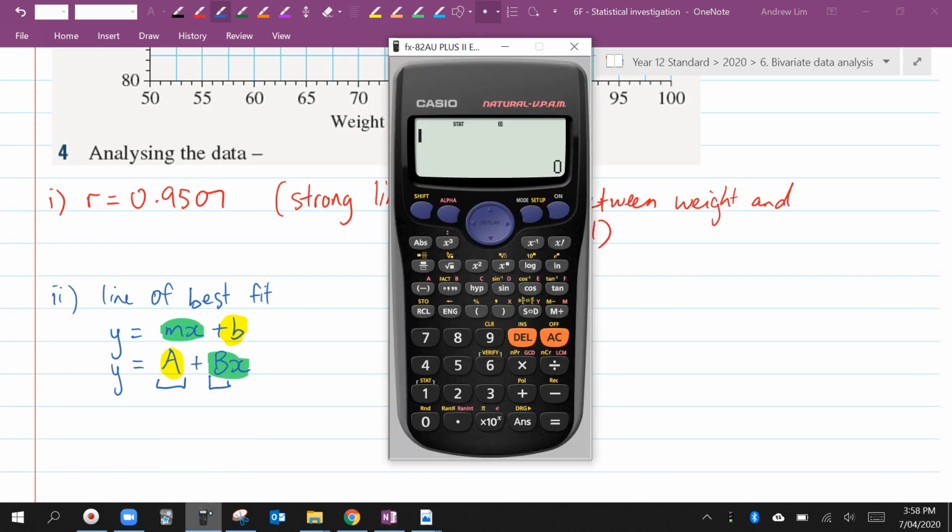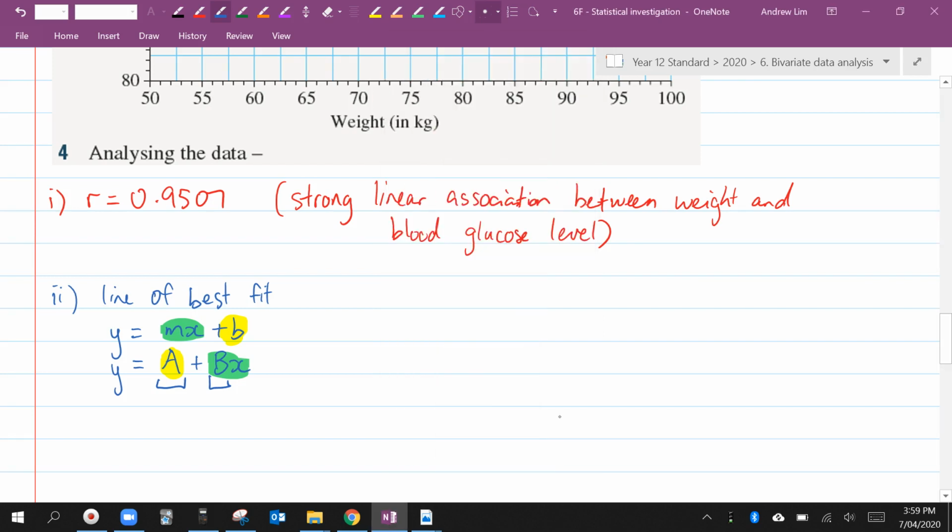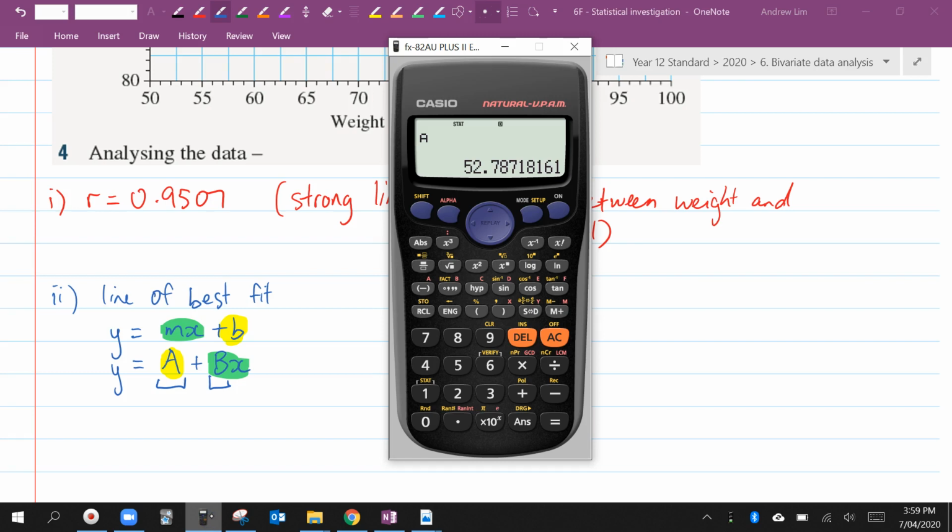So if we go back to the calculator, press Shift 1, 5 for regression, and can you see here it says 1 is A, press 2 for B. Well, we'll press 1 equals, A is 52.79, and what is B? Shift 1, 5, 2 equals 0.597.